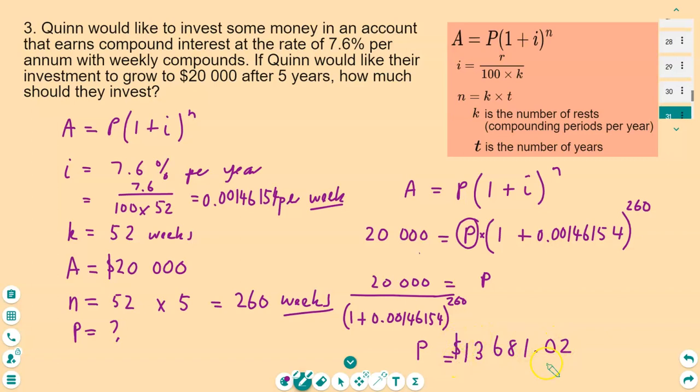$13,681.02. So you can round once you get to the dollars and cents part, but that interest rate should be to as many significant figures as possible. So this is how much Quinn should invest. If she wants to have $20,000 after 5 years, she should invest nearly $14,000. So it's nice to save your money and get some money from it.